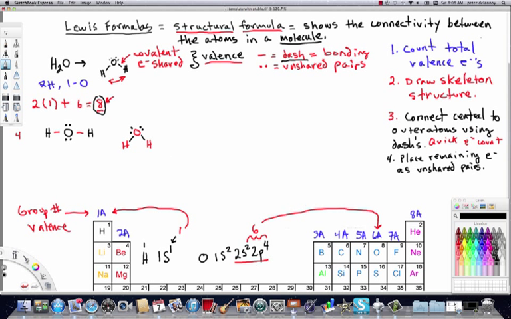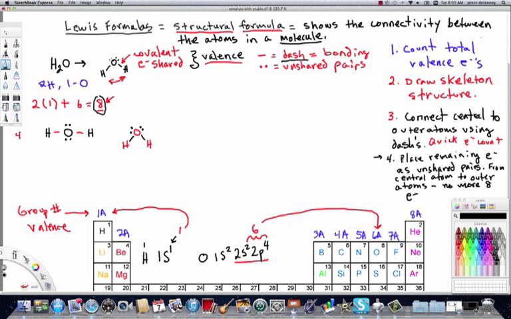To finish with this rule, I want to come back over to our rule. We're going to place remaining electrons as unshared pairs, and we move from the central atom to outer atoms, maintaining no more than 8 electrons.